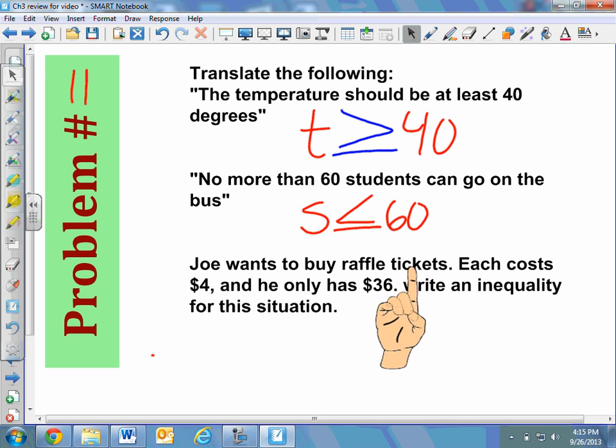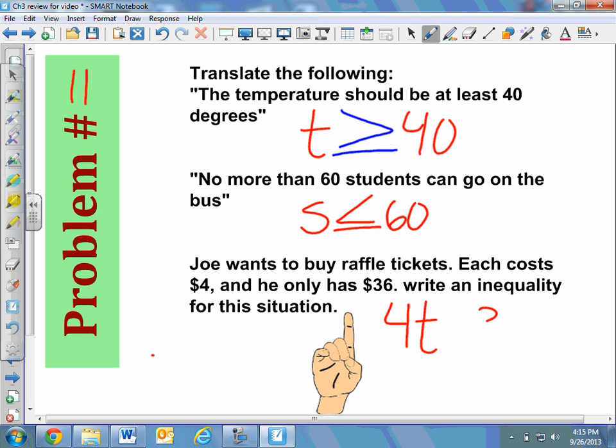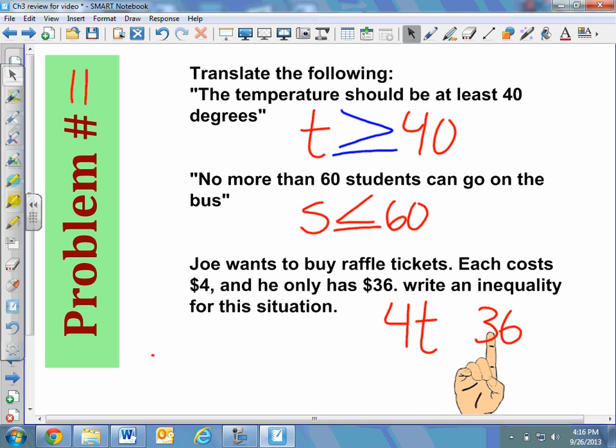Joe wants to buy raffle tickets. Each costs $4 and he only has 36. Write an inequality for the situation. So we have $4 a ticket and he only has 36 bucks. Which one shows how many tickets he can get here? Can his purchase be more than 36 bucks? No, it can't. This part has to be less than 36, or it could be exactly 36. So you're going to want to use a less than or equal to.